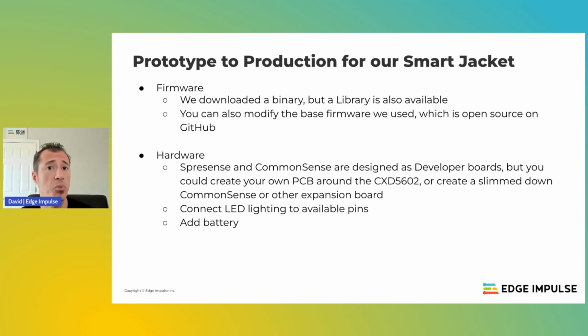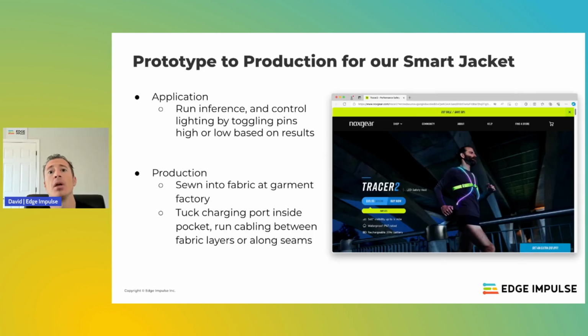The hardware can get pretty interesting. We used a Spresense and a CommonSense, which is easy to prototype with, but at production scale, with millions of units being produced, you probably want to build a slimmed down custom PCB around the CXD 5602 that has just enough I/O or pins to toggle the LEDs. And that toggling of the pins would be handled by your application. It'll need to listen for the inference results coming from the model and then control the lighting by toggling the pin high or low based on those results.